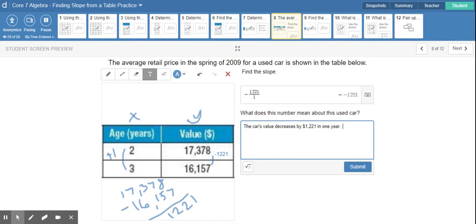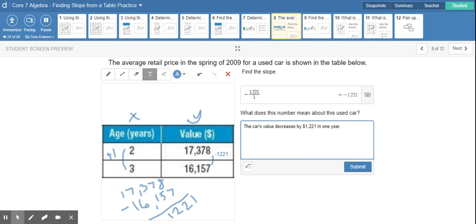It might continue to have the same rate. We don't know. We only have this 1 year of data. But we could say in 1 year, this is what's happening. So we gave context to the 1, which is about years, because that's our x value. And we gave the context to the negative 1,221. That is our value. That's our dollars, how much the car is worth.